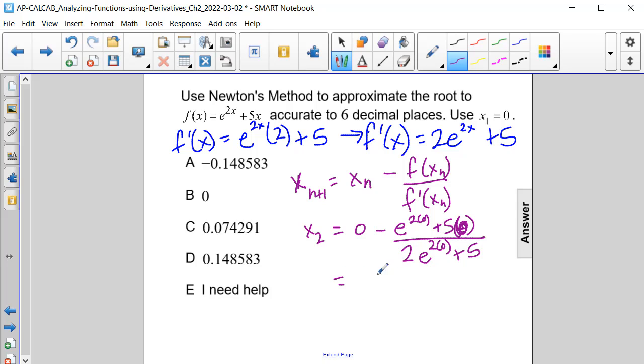All right, so that's going to be 0 minus, well, 2 times 0 is 0, and e to the 0 is 1. So that's 1, and 5 times 0 is 0. So our numerator here is just going to be 1. And then 2 times e to the 0 is 2 times 1, plus 5 is 7. So we'll get negative 1/7 as our x2.